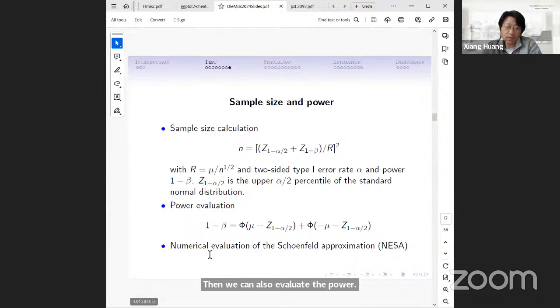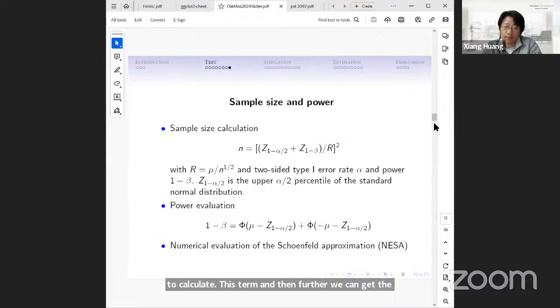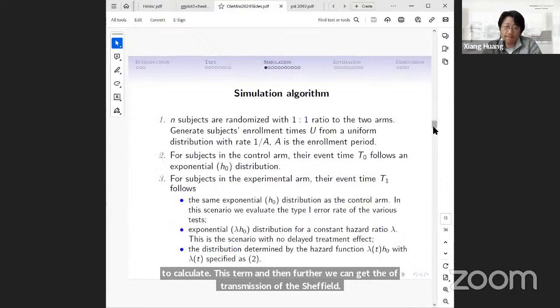So basically, we are trying to use a numerical method to calculate the Schoenfeld approximation. We apply a numerical method to calculate this term, and then further, we can get the approximation.